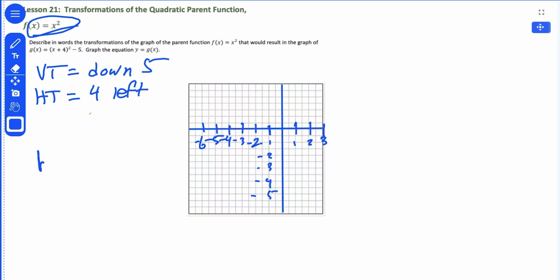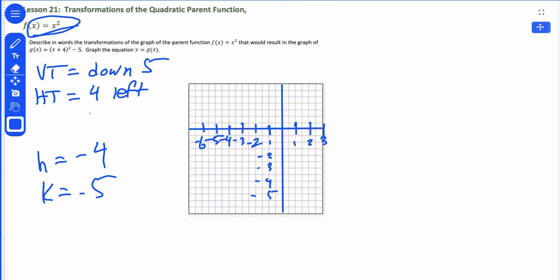Right? h is a negative 4. If you write these out, k is a negative 5. There's no a. There's no b. Well, they're just 1, so we don't have to worry about those. Well, there's no b's in this one, but there's no a here. Okay?